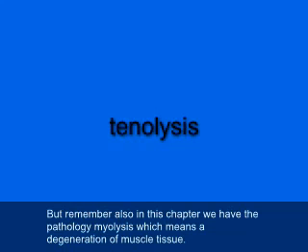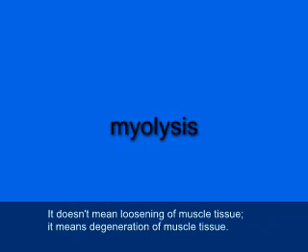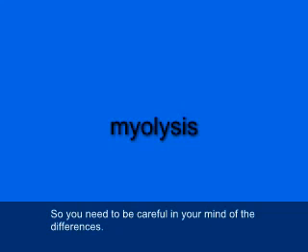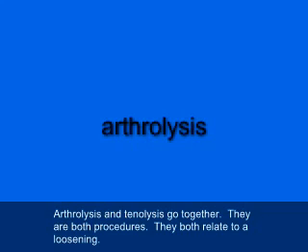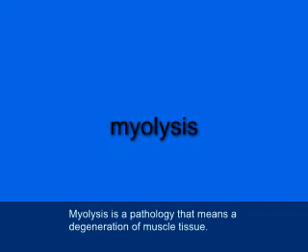But remember, also in this chapter, we have the pathology, myolysis, which means a degeneration of muscle tissue. It doesn't mean loosening of muscle tissue. It means degeneration of muscle tissue. So you need to be careful in your mind of the differences. Arthrolysis and tenolysis go together. They're both procedures. They both relate to a loosening. But myolysis is a pathology that means degeneration of muscle tissue.